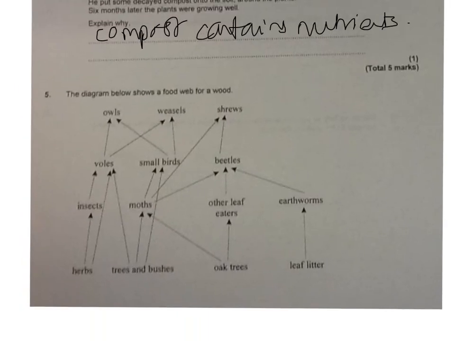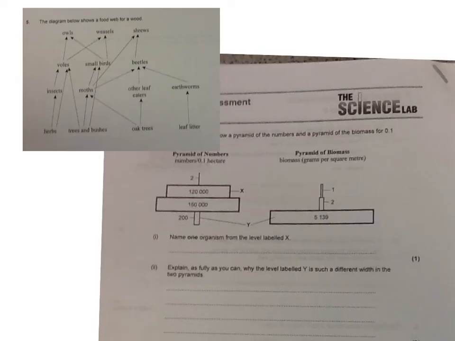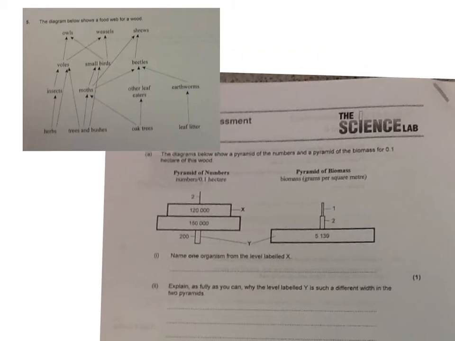Okay, question 5 here. I'll turn over to the next slide in a second, and I'll get a copy of the diagram so that we can look at it at the same time. You should now be able to see the diagram of the food web up on the left, and we've got our questions on the next page to the right. It says the diagrams below show a pyramid of numbers and a pyramid of biomass for 0.1 hectare of this wood. We've got our pyramid of numbers on the left and pyramid of biomass on the right. For part 1, it says name one organism from the level labelled X.